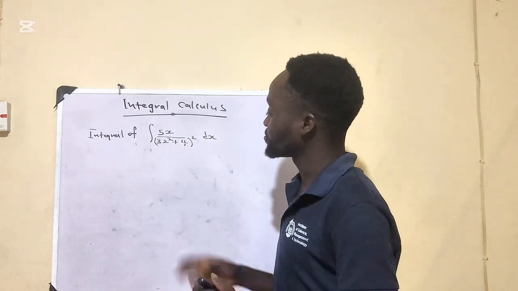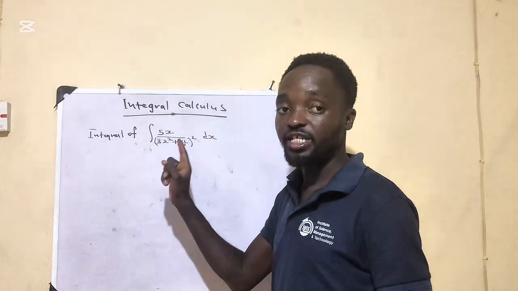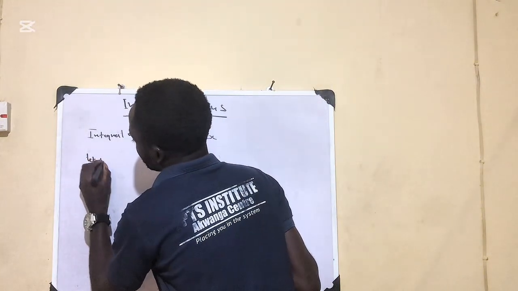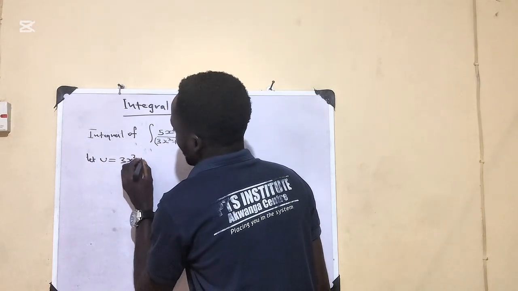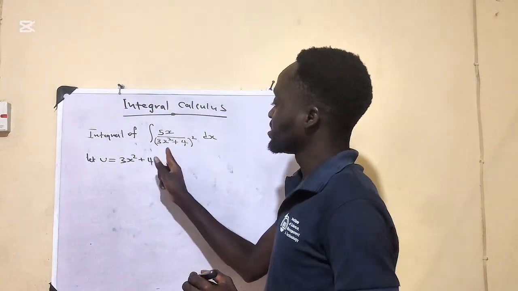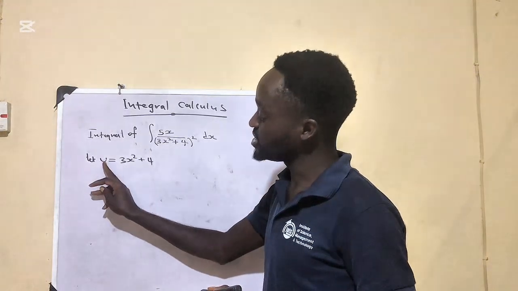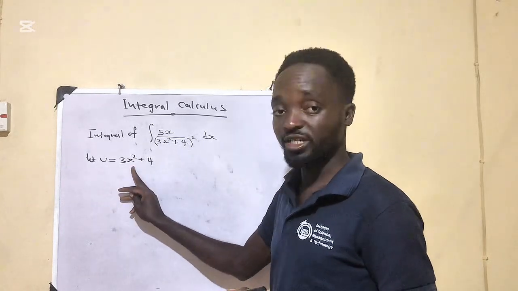So how are we going to carry it out? Firstly, we take this denominator, what is inside this bracket, and make it to be u. So firstly, we say let u be equal to 3x to the power of 2 plus 4. Now we made this equal to u. The next thing for us to do is to differentiate this u with respect to x, since we are asked to integrate with respect to x.